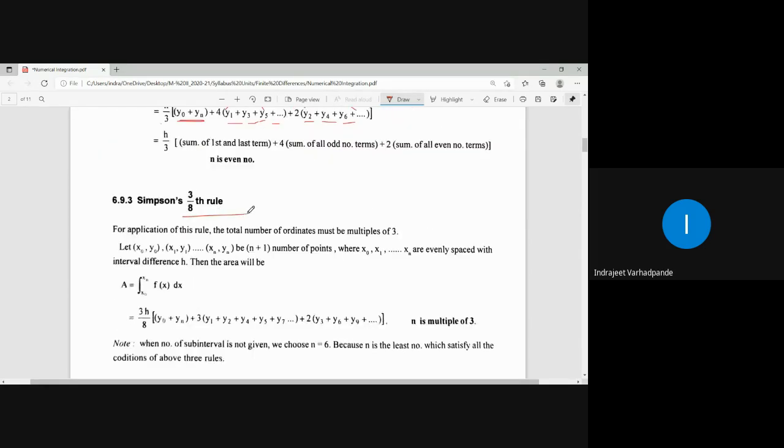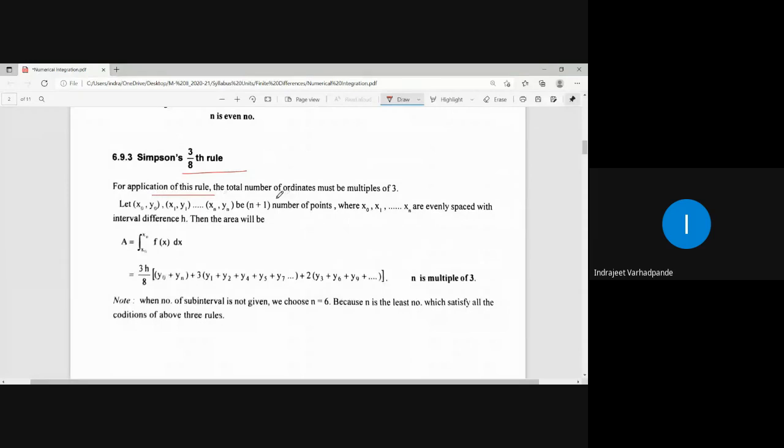Simpson's 3/8 rule. For application of this rule, the total number of ordinates must be a multiple of 3. Multiples of 3 means 3, 6, 9, etc. These many ordinates must be there, which are multiples of 3. So x0, y0 is the first point, x1, y1, up to xn, yn. How many points are there? n plus 1 points. x0, x1, xn are evenly spaced. What is the interval of differencing? h. We need to find the integration x0 to xn f of x dx.